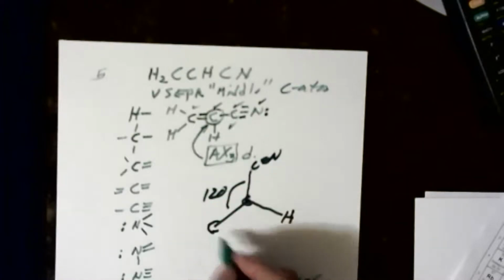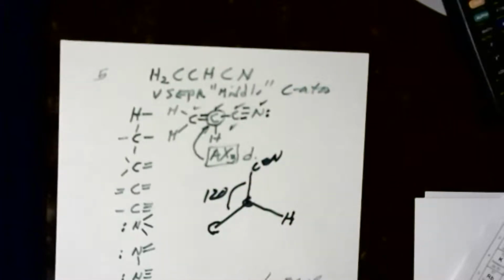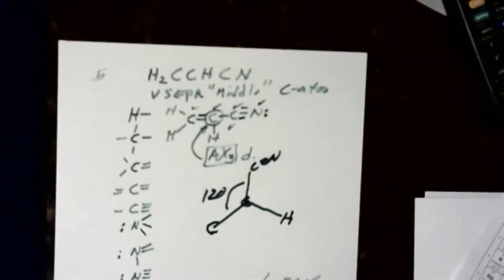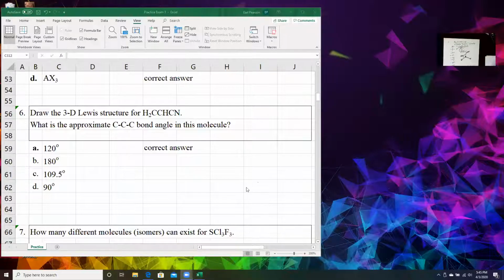And the CCC bond angle is 120, or the HCC bond angle here is 120 as well, either way. So the bond angle is 120 degrees. And on your test question, that's answer A. Go back and take a look, and we can confirm that that's the correct answer. And it is. It's a 120-degree bond angle. It's A. Let's look at number 7.